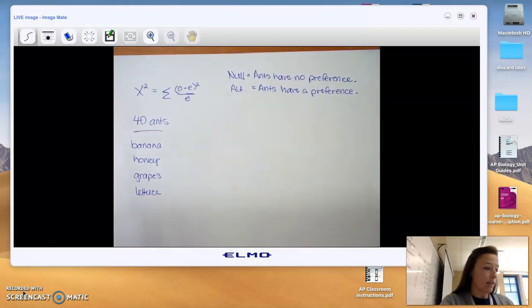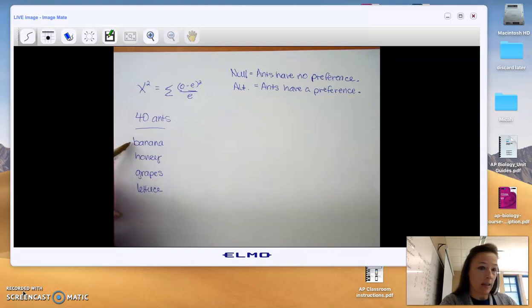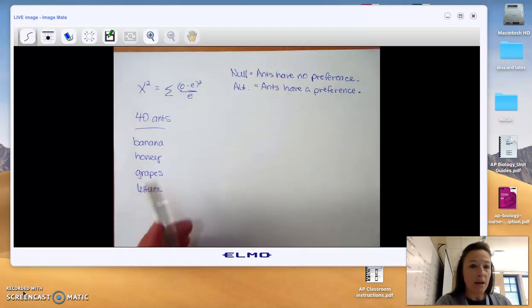If you wanted to go directional, you could say they prefer bananas, or you could say they prefer honey, or you could say they prefer grapes or lettuce. So that would be one potential, 2, 3, 4, 5 different hypotheses you could write, and any of those would work. All right, so we have our hypotheses.